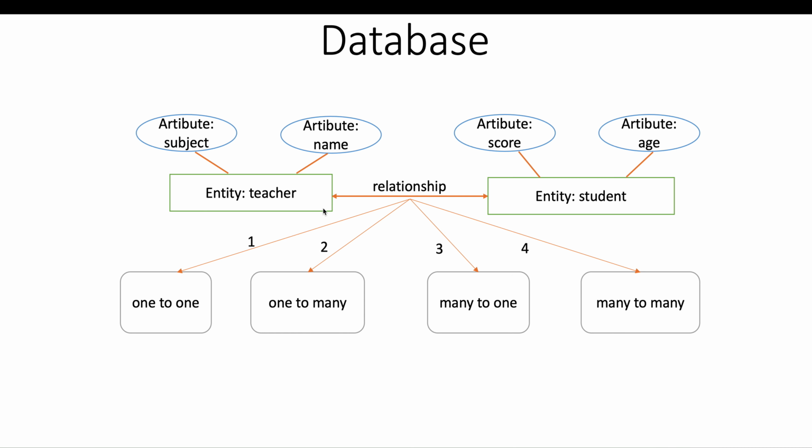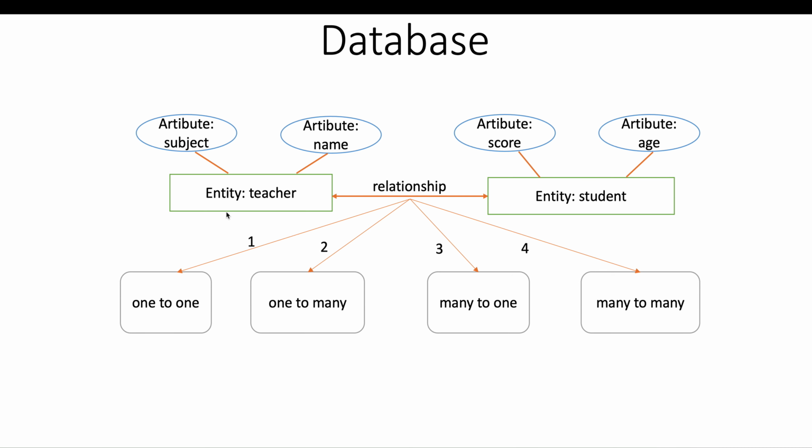The relationship can be one-to-one, like one teacher can have one student, or one-to-many: one teacher can have many students, or many-to-one, like many students on the opposite side, many students can have one teacher, or many-to-many, like many classes include many students. So a student can have many classes, then one class can have many students. So that's a many-to-many relationship.